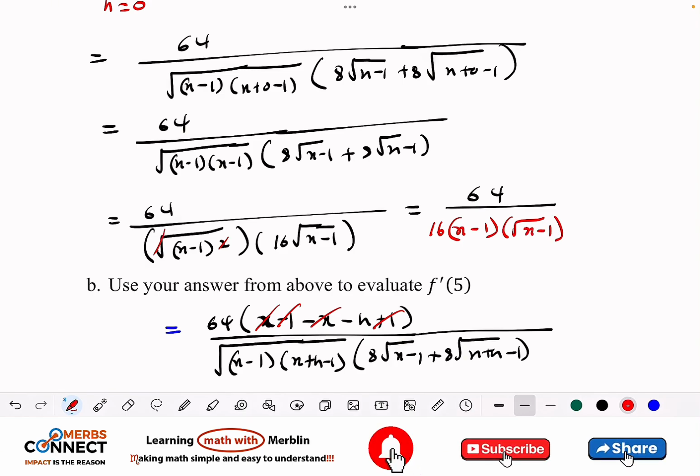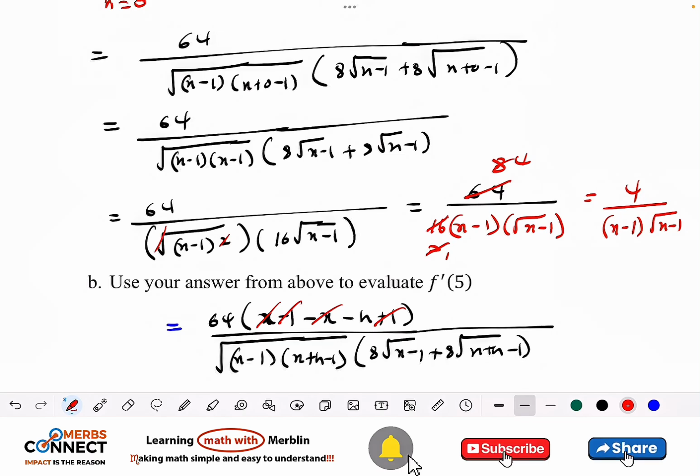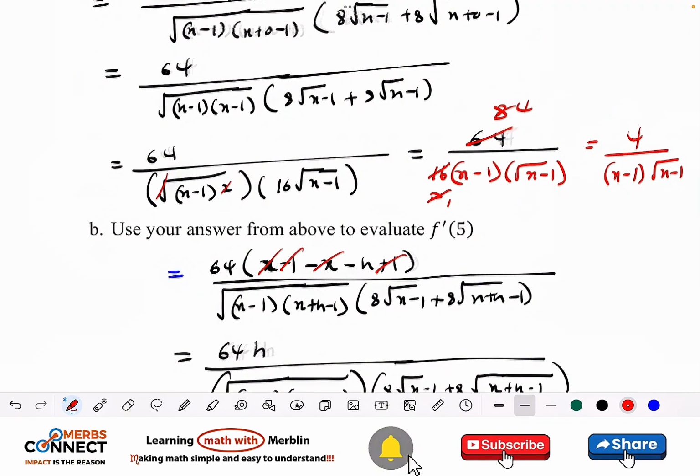Good. So I think 16 goes into 64, right? Because I know that 8 goes here 8 and goes here 2. 2 goes here 1 and goes here 4. So it means that this is going to give us 4 divided by x minus 1 and square root of x minus 1. So this is what we are going to get at the end of the day.